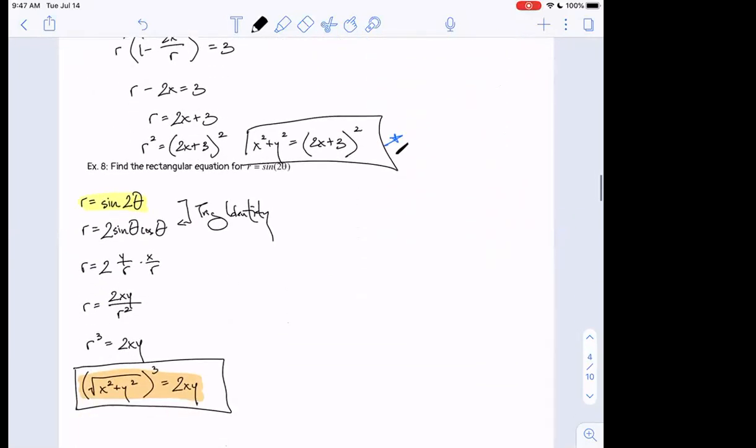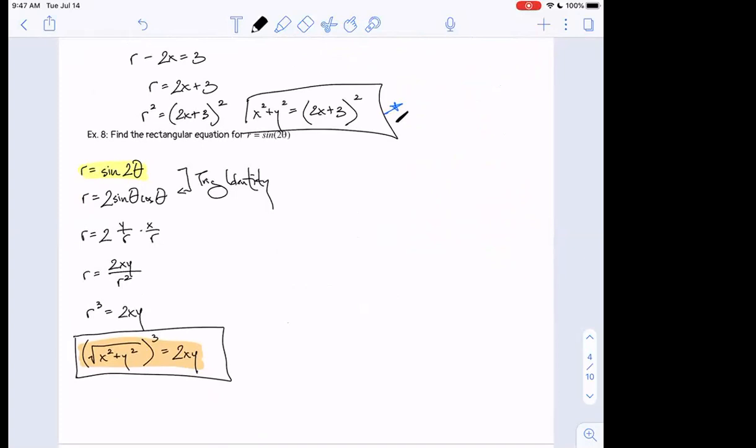And then with number 8, that was a throwback to one of the more common trig identities, that sine double angle formula. And then once we had that, being able to manipulate our equations that were given so that we can make our substitutions and achieve that goal of, if we want rectangular, we should only have x and y. And if we want polar, we should only have r and theta.